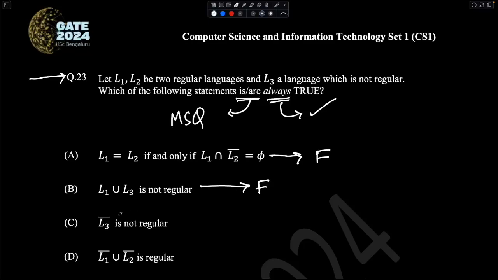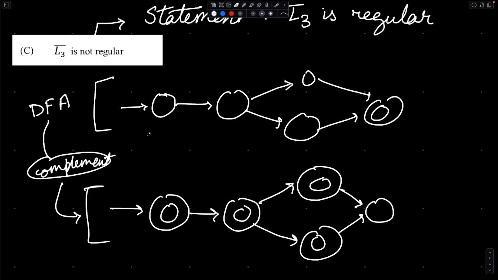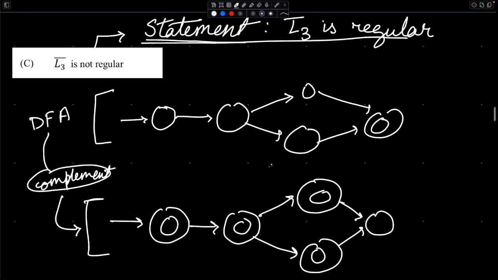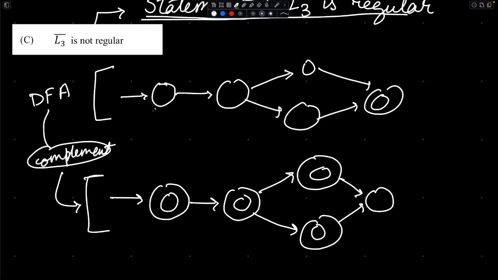Now let's consider the third statement. L3 complement is not regular. How can we consider that? L3 complement not being regular can be understood this way: let's imagine the opposite, that L3 complement is regular. If I can prove that this statement is true or false, then I can have an answer for this statement also. With the statement that L3 complement is regular, for any language which is regular, we can draw a finite automaton. So let's imagine that we have drawn a finite automaton here, and we have minimized it and converted it into a DFA.